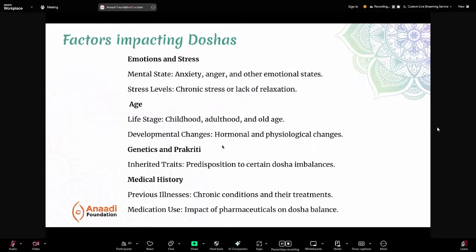So here, factors affecting the dosha: the mental state, as ma'am was sharing very accurately, anxiety, anger, and other emotional issues can cause a lot of stress. Chronic stress levels or lack of relaxation, even age, childhood, adulthood, and old age, different doshas can get imbalanced. Hormonal and physiological changes can also affect.